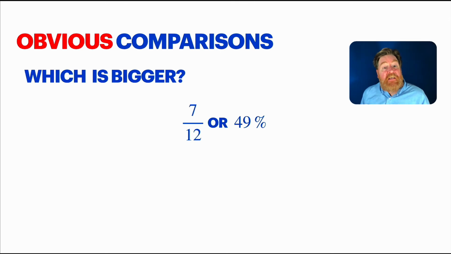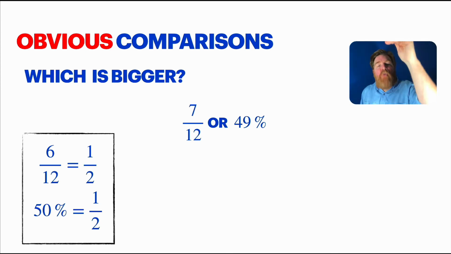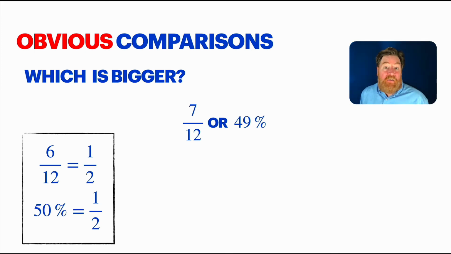How about this? 7/12 or 49%. Again, if you think about it, when you're talking twelfths, 6/12 is a half. And when you're talking percent or hundredths, 50 hundredths is 1/2. Well, here we go. We're in business. 49% is less than a half, and 7/12 is more than a half. So 7/12 is the bigger number. How's that looking? Awesome. Excellent job.